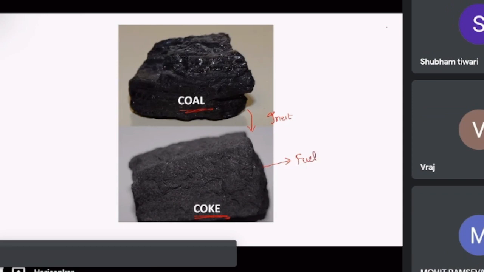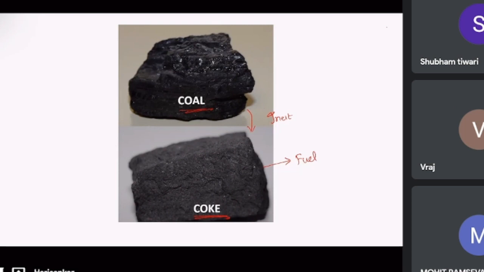So this coke is what we use as fuel in our thermal power plants and electricity generation and so on.